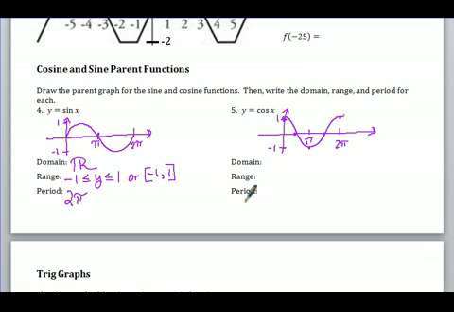Domain and range and period, they're all going to be the same as they are for sine. The domain is all reals. The range, again, is between -1 and 1. -1 less than or equal to y, less than or equal to 1, or interval notation. And the period, again, is 2 pi. Let's move on to the graphs.